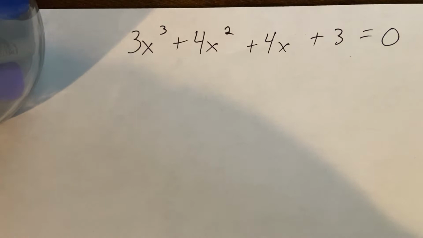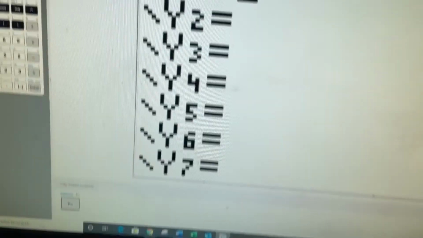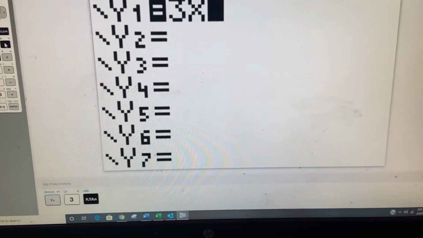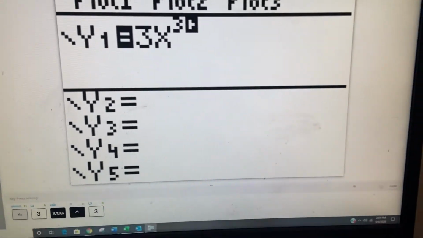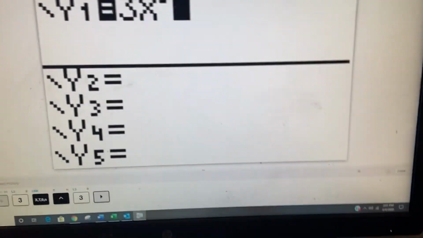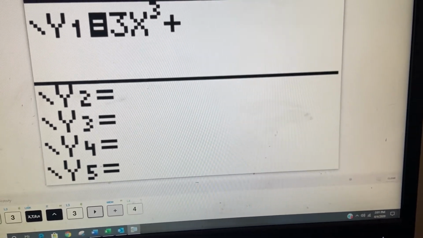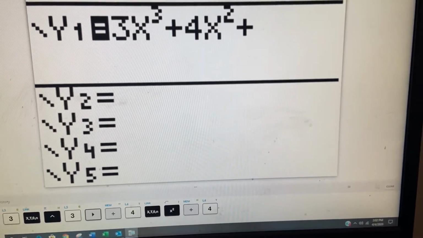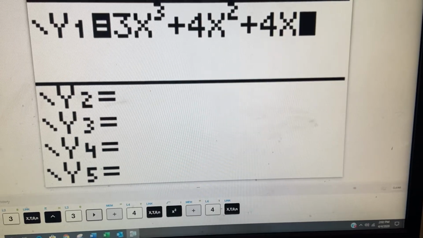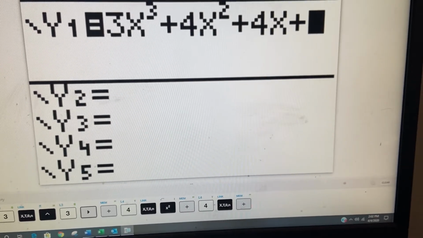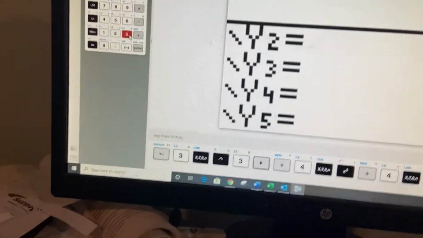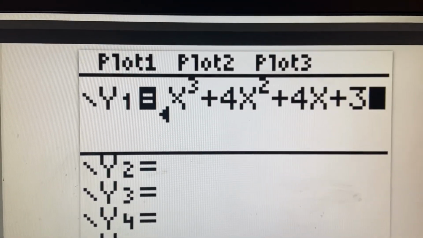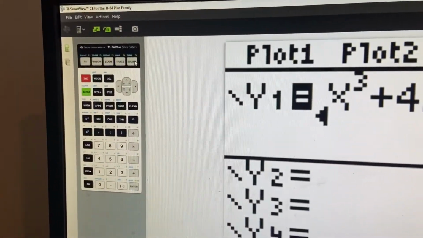So on my calculator, I'm going to put in the equation here. 3x to the third plus 4x squared plus 4x plus 3. And I'm going to go to the table. And the table is going to tell me some of my roots. So let's go to second table.